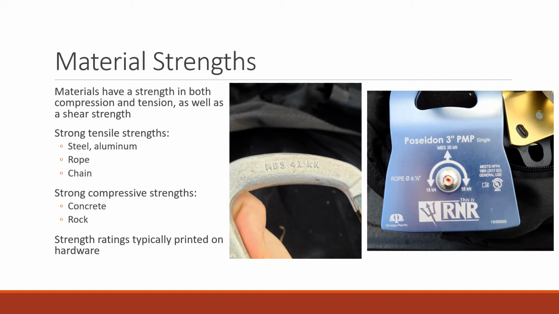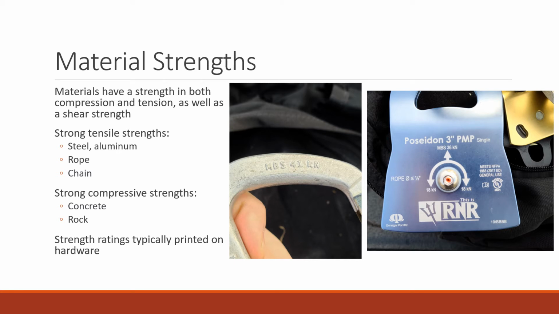The opposite is true with things like concrete and rock. They have extremely high compressive strength, but they have almost no tensile strength. So you can't make a rope out of concrete, but you're not going to build a bridge column out of rope. They're both very strong, but strong in their own ways.